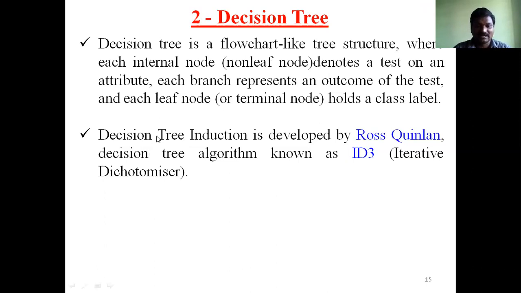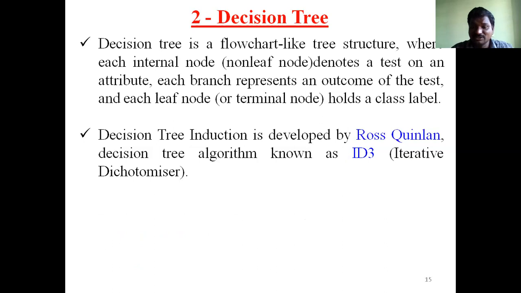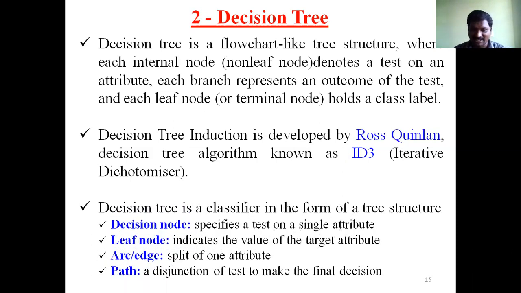This decision tree induction was developed by Ross Quinlan. Decision tree algorithms are known as the ID3 algorithm, Iterative Dichotomiser, and C4.5, an advanced version of ID3, and then CART is another algorithm. You will use different kinds of algorithms, such as J48, for developing a decision tree.